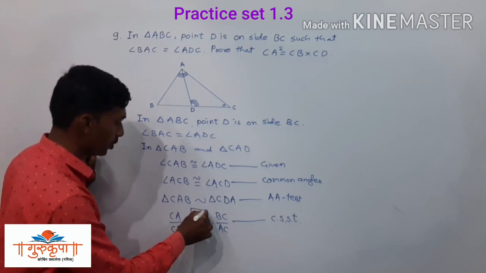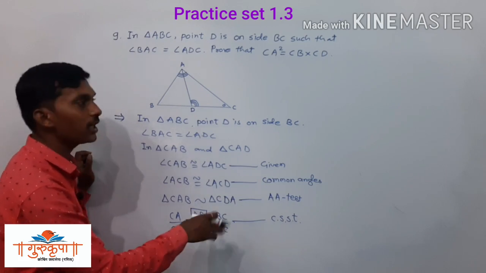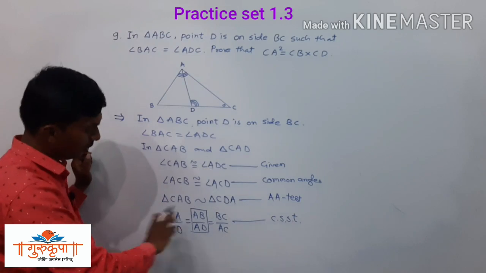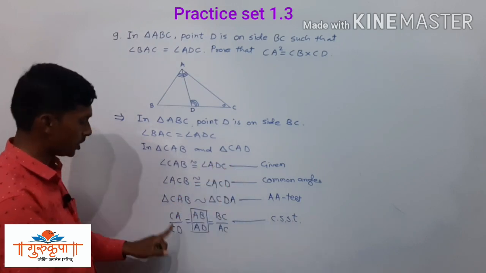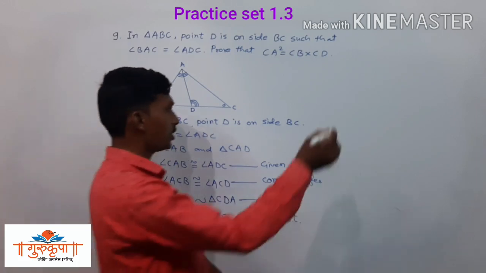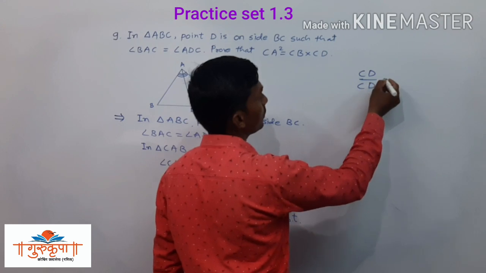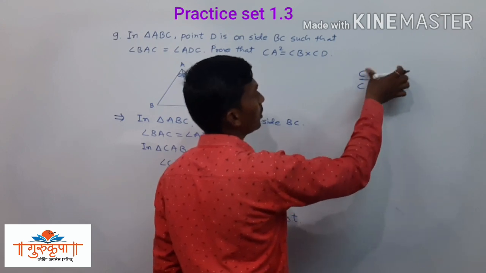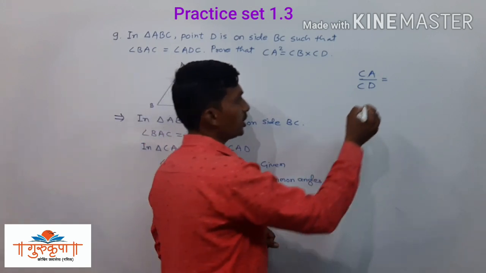This ratio we are not going to use. Only we have to use these two ratios. So we will write these two ratios once again. Already all the three ratios are equal to each other, but we need only two, first and last. So we will write those ratios here. CA upon CD is equal to BC upon AC.